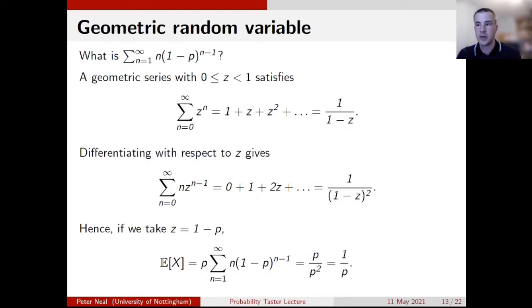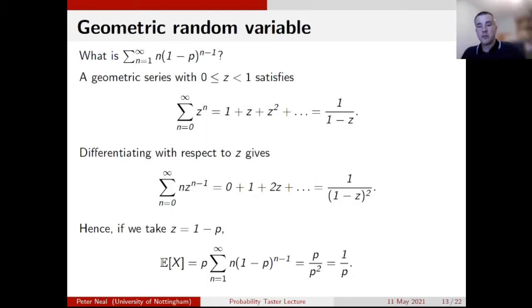So what we can then do is return to the expectation we wanted. So return to our geometric, and we can say, well, instead of z, what about if we used 1 minus p here? So we can write the expectation of x as p times this sum, and the sum is just given by what we had before in the previous line, with z replaced by 1 minus p. But 1 minus p will just be equal to p. So what we've got here is p divided by p squared, which is equal to 1 over p.